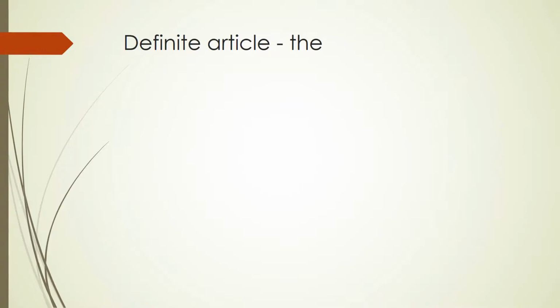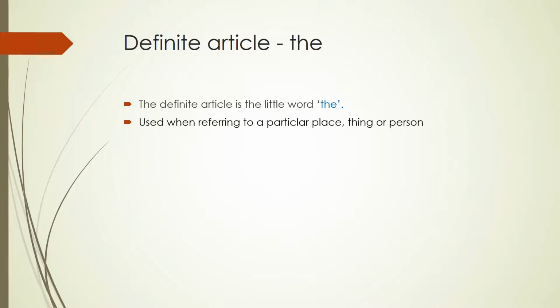Then sometimes you need to refer to something specific. Then you use the definite article, the little word the. It is used when referring to a particular place, thing, or person. Examples: she missed the bus. The feeling she had was okay.